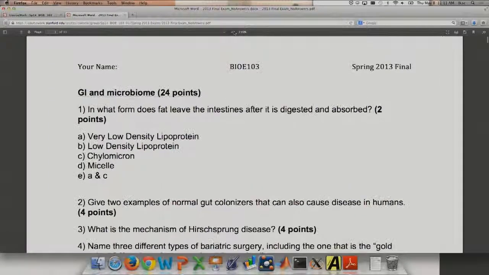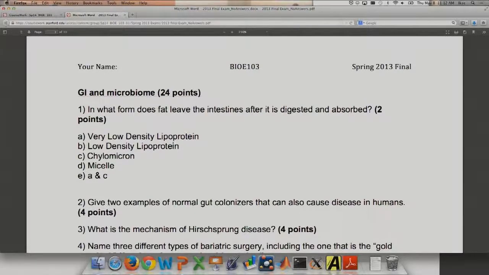Okay. So in what form does fat leave the intestines after it's digested and absorbed? It's probably on the slides, but this might be more emphasized last year than this year. Anyone know? Yeah, it is on the slides. Yeah, so chylomicron, that's C. So, there's not much I can explain about this except for the fact that that's how digestion happens.